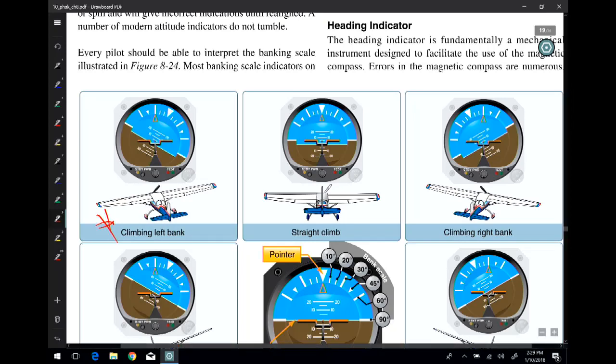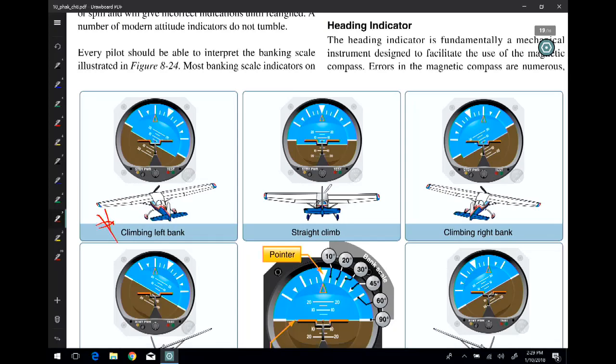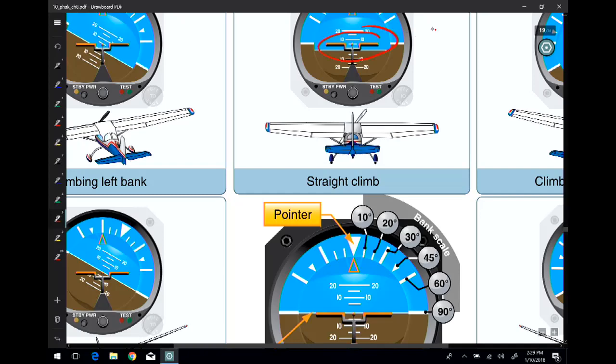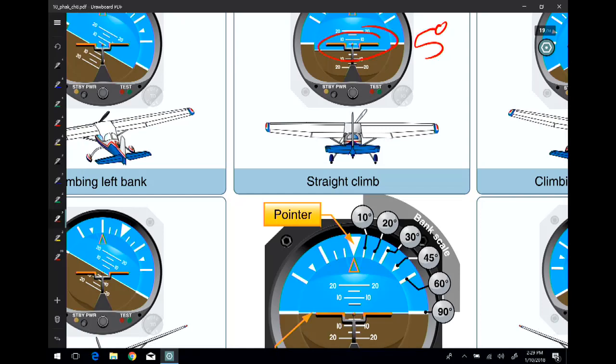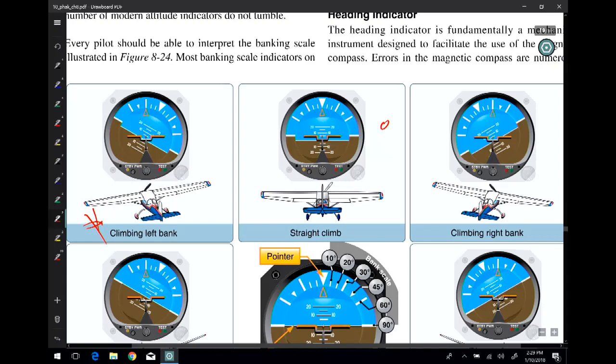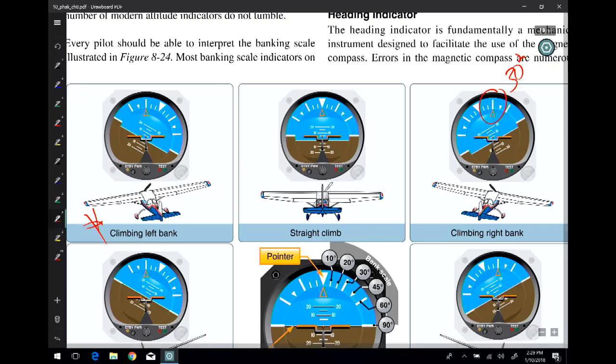Here's what it looks like in a straight climb. Now, if we look at this straight climb, we can see that we have basically about a 5-degree nose up pitch attitude in a straight climb, okay? If we look over here at this illustration on the right side, you can see that we also have a 30-degree bank for a climbing right bank.